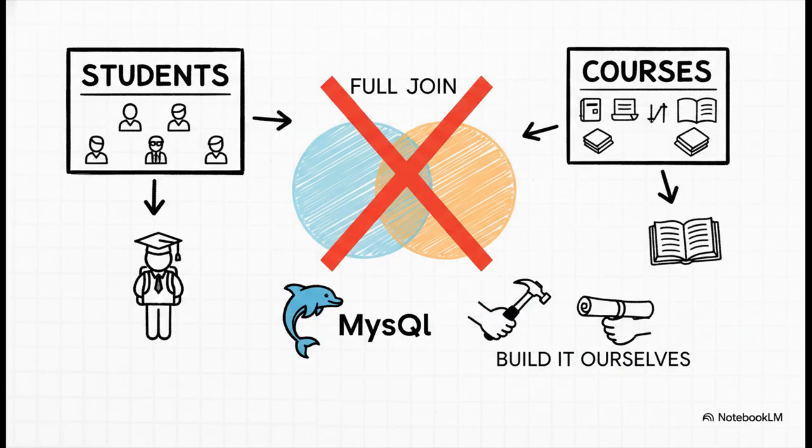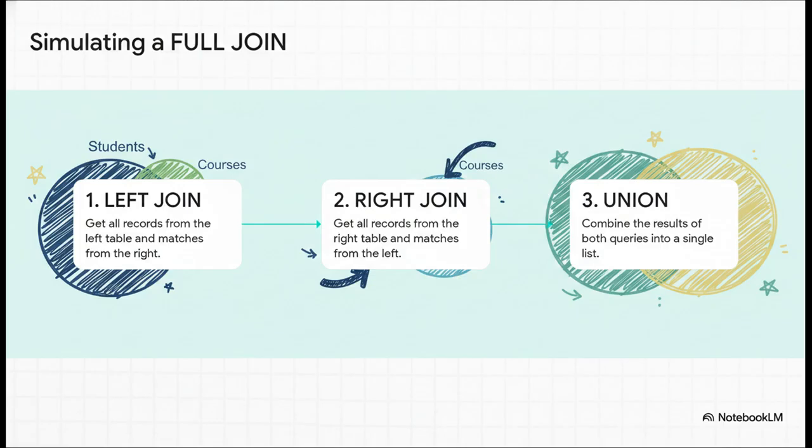But what if we want the full story? What if we want to see the students who aren't enrolled, or maybe find courses that nobody has signed up for? Well, this brings us to another one of those MySQL-specific quirks. It doesn't actually have a command called full outer join, but don't worry, we can build it ourselves. And here's the recipe. It's a clever 3-step process. First, we do a left join, which gets us all the students, plus any course matches they might have. Then we do a right join, which gets us all the courses, plus any students enrolled in them. And finally, we use a command called union to just smoosh those two lists together into one complete picture.